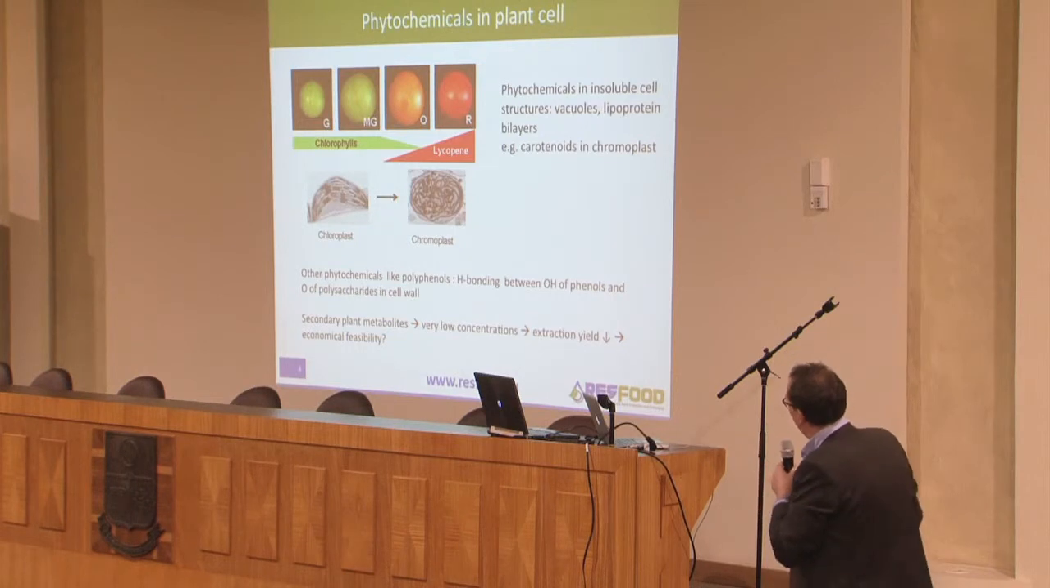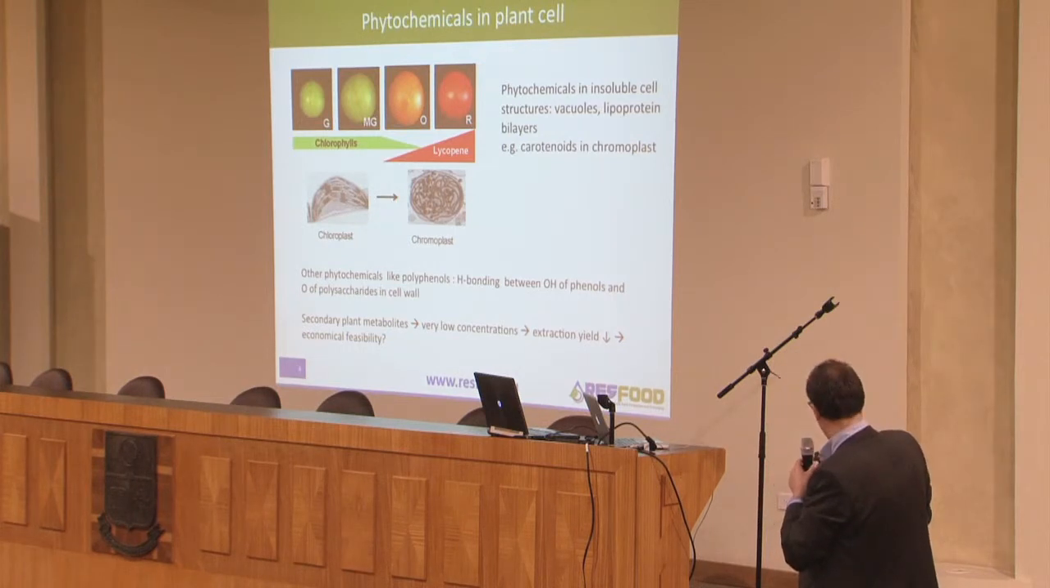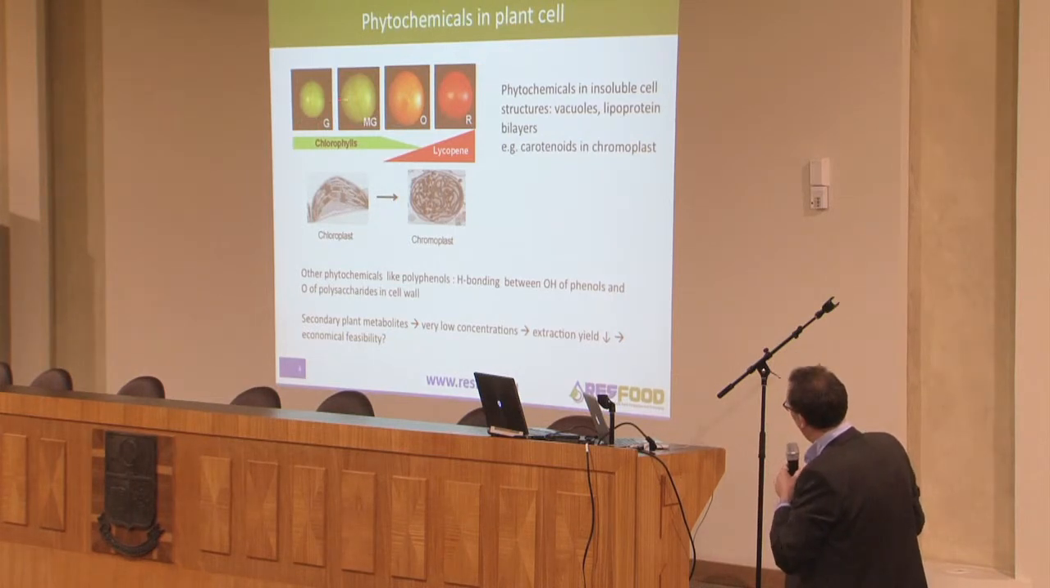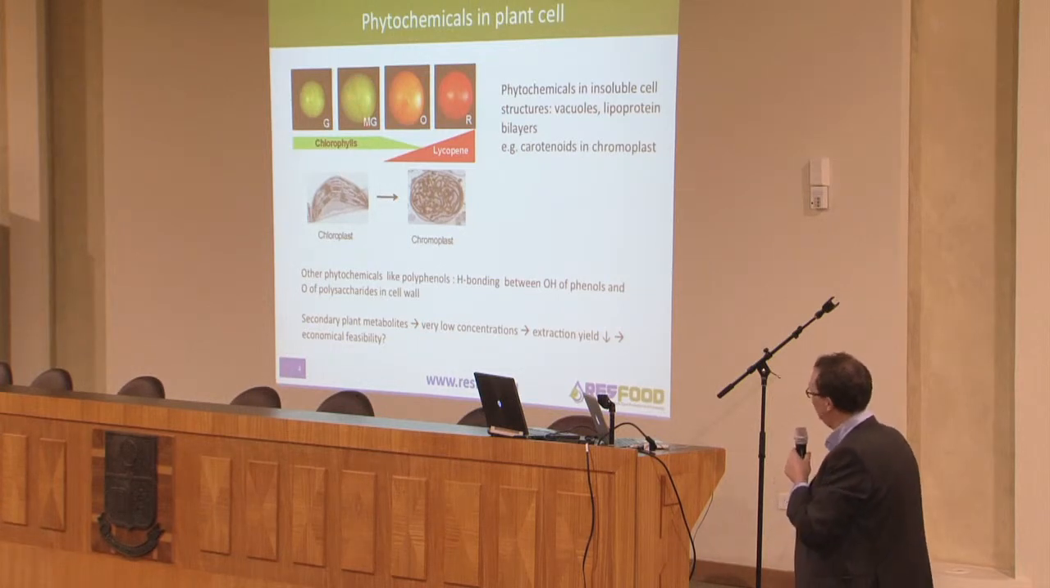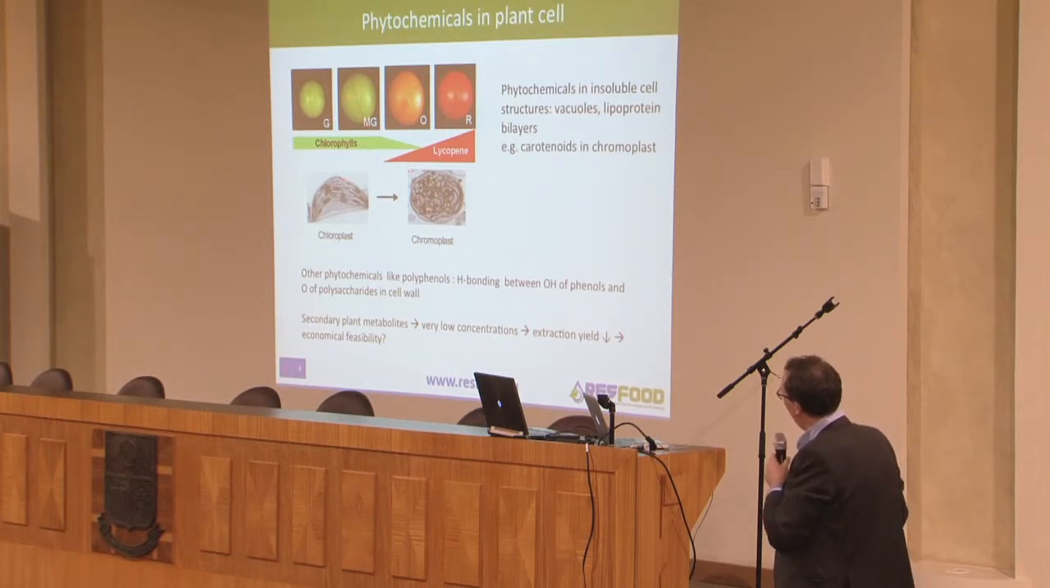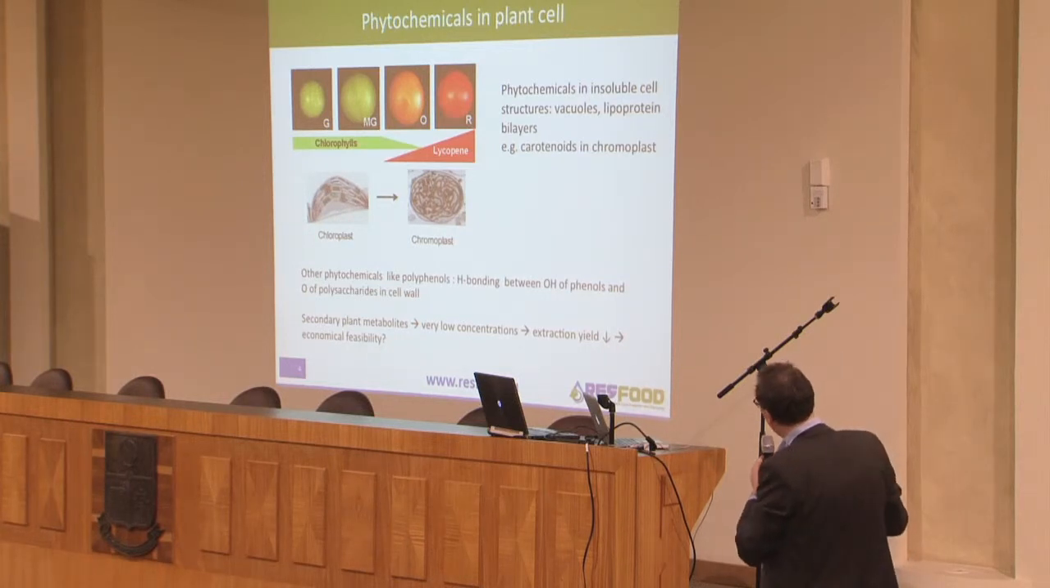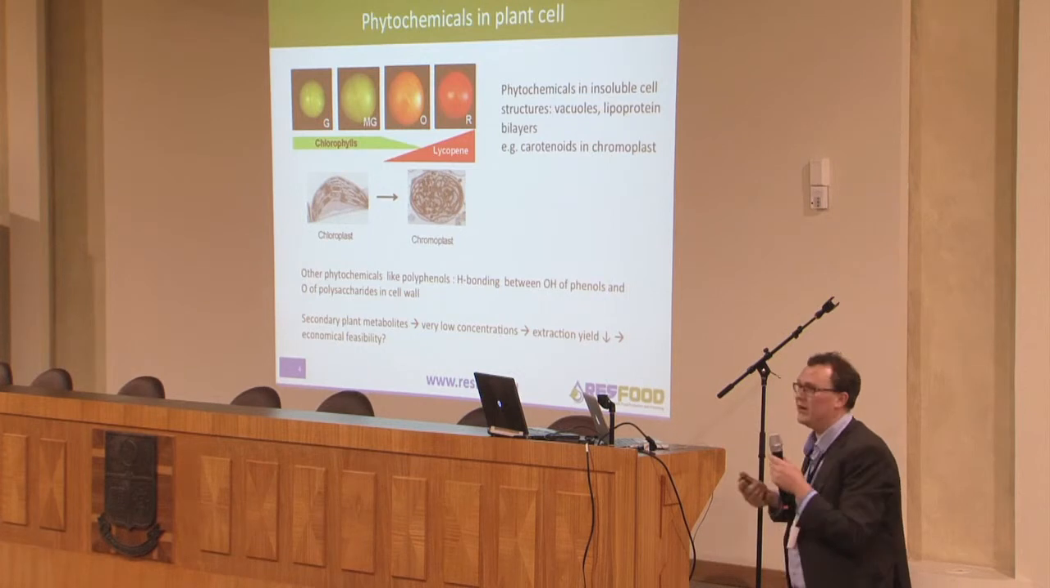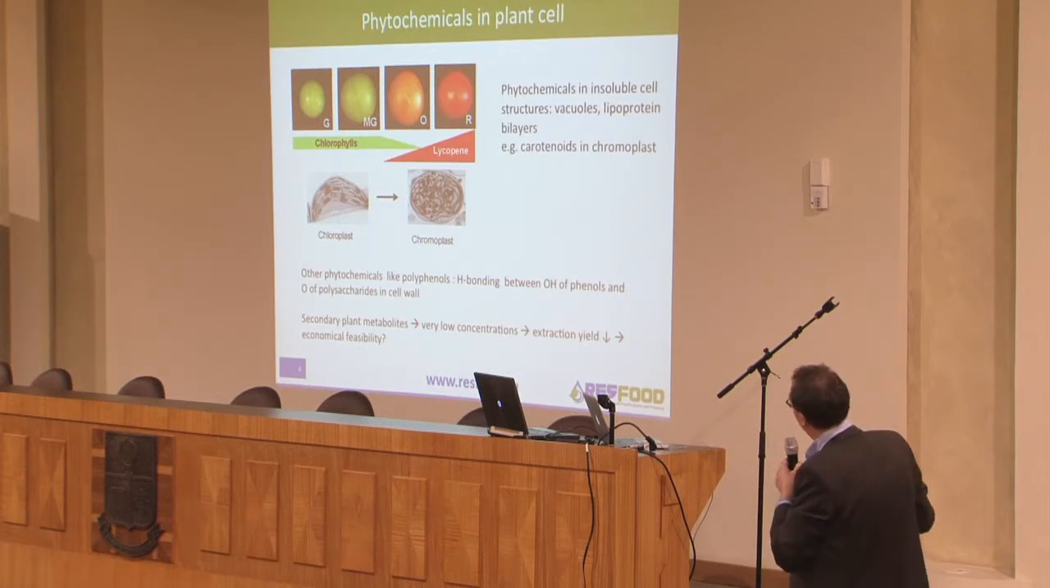So, as an introduction, phytochemicals in plants. You have here a picture of tomato, starting from green tomato, orange and red tomato. The green color is due to the chlorophylls, especially localized in the chloroplast. And the red color is due to lycopene, which is a carotenoid, and you can find it in the chloroplast. So phytochemicals, where are they in the plant? That's important for extraction.